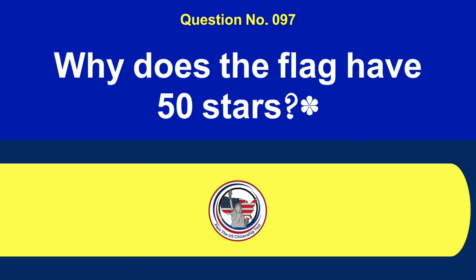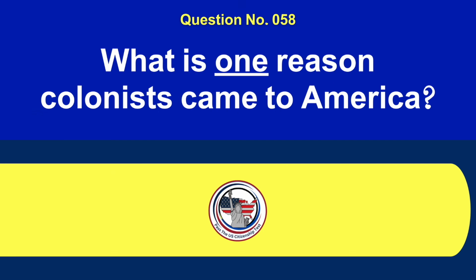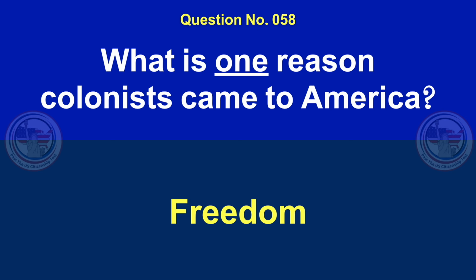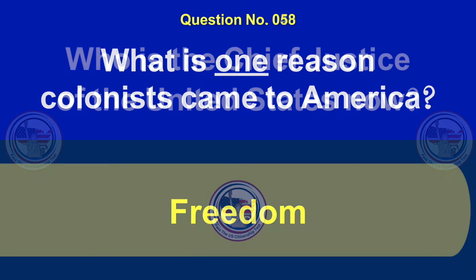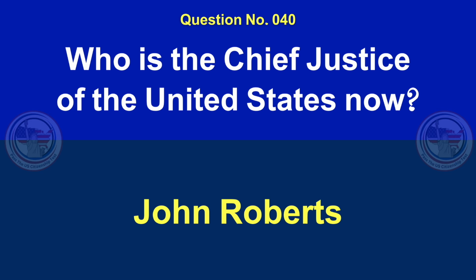Why does the flag have 50 stars? Because there are 50 states. What is one reason colonists came to America? Freedom. Who is the Chief Justice of the United States now? John Roberts.